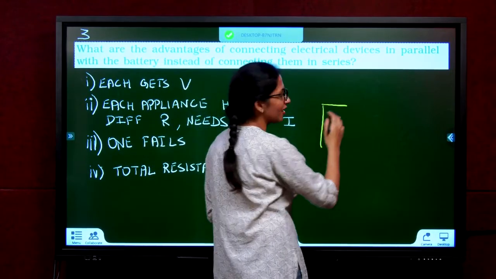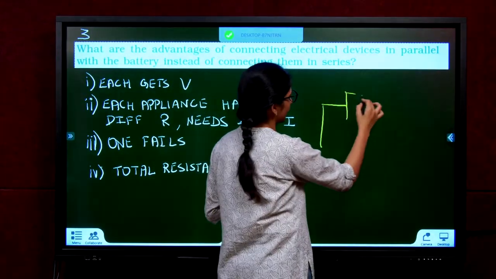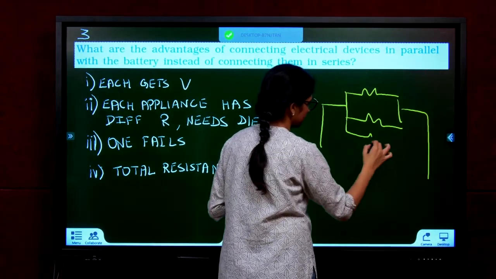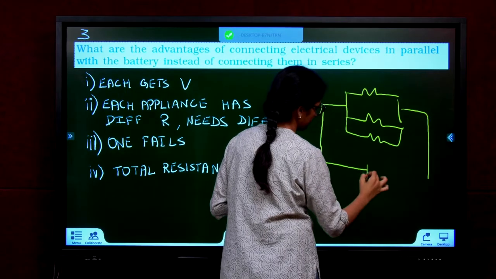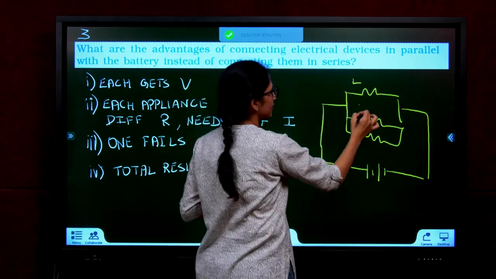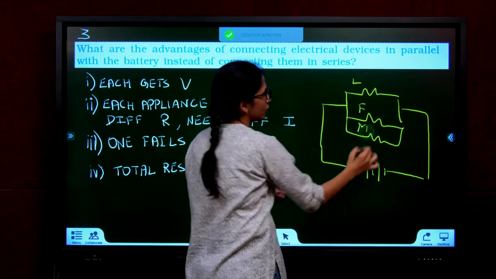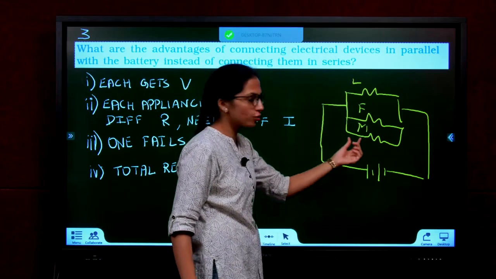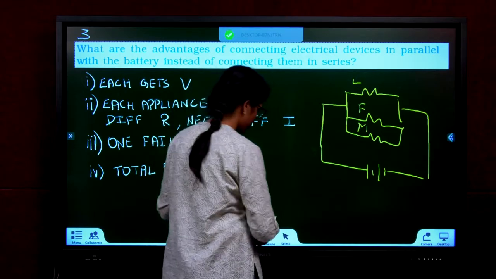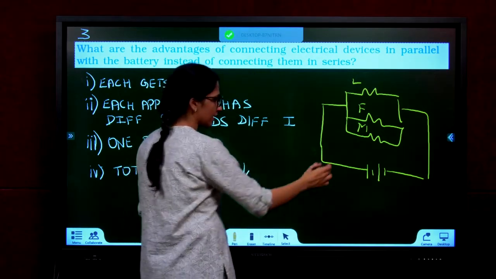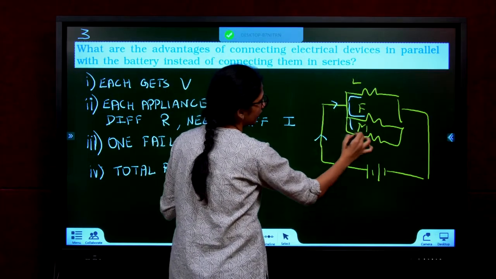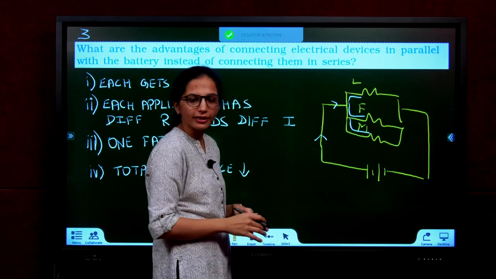Because in our house we use parallel combination. Please understand this. Let us say this is light, fan and mixer. You are using the light in your room, fan in your room, and your mother is using the mixer in the kitchen. Mixer got spoilt. First, in the normal method, current would flow, current would divide, light would get current, fan would get current, mixer would get current, all of them are working.